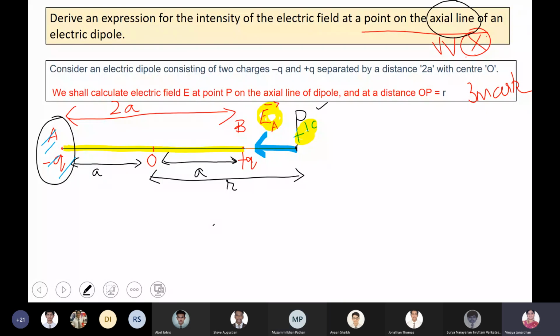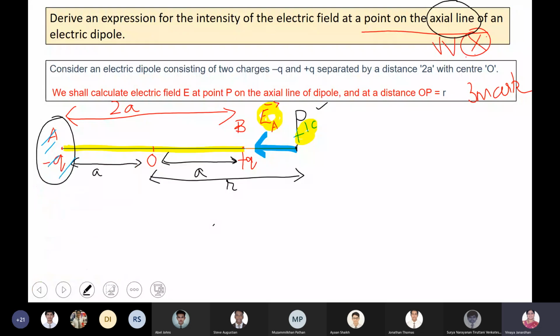Forget about B. It's only about the charge at minus Q and the point P. This charge at point P, that is +1 coulomb, will be... Ma'am, 2A is from A to B, right? Yeah, the distance is between the two. Okay, fine. Next, I have to find the strength of the electric field at point P due to which charge?